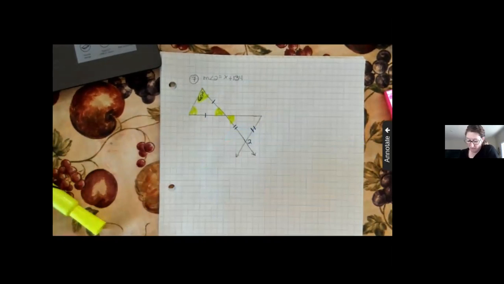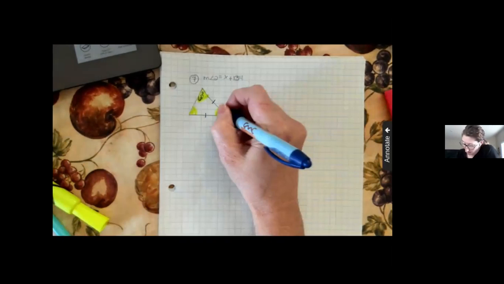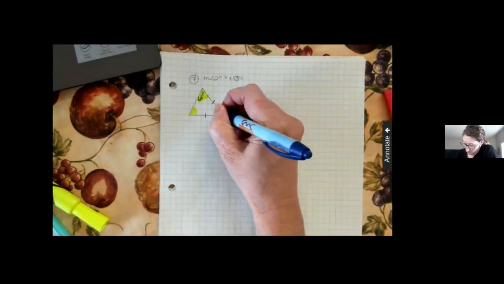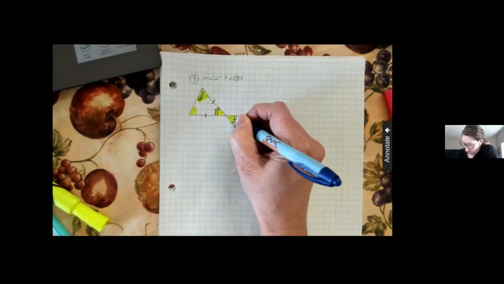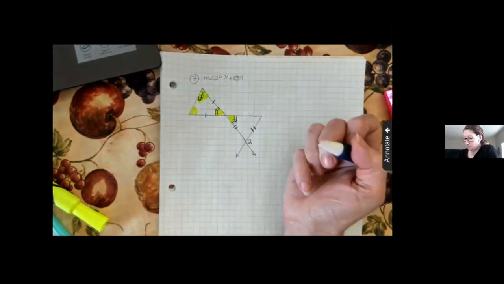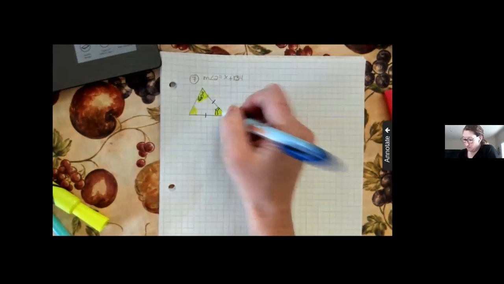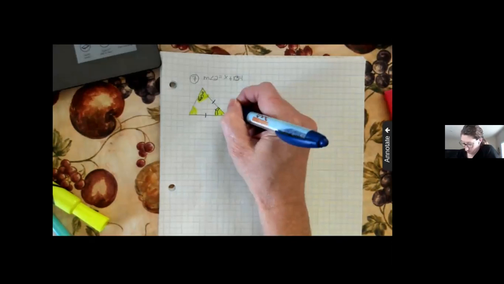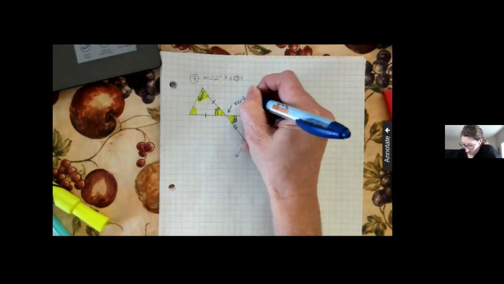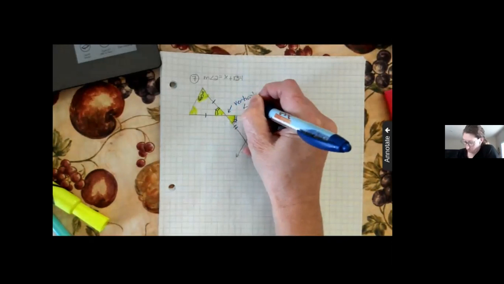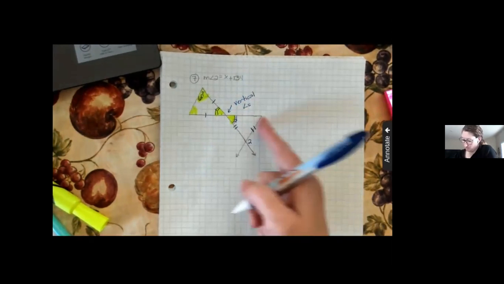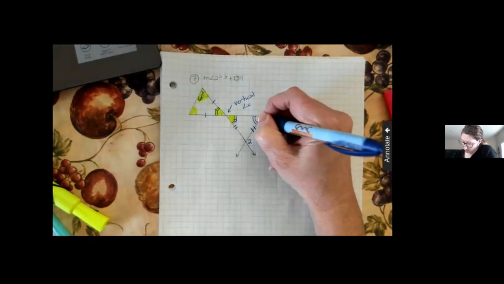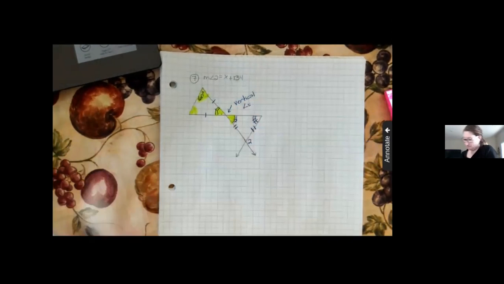Because these are vertical angles. These right here are vertical angles. So if this is 60, this is 60, and this is 60, what's this one? 60. Right, very good. So that being the case, and this is an isosceles triangle, guess what this one's going to be?